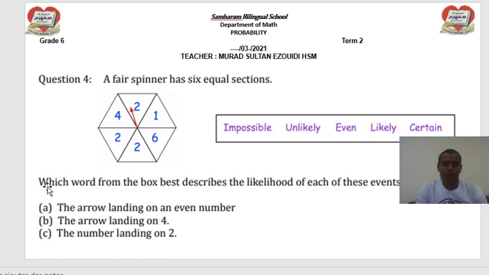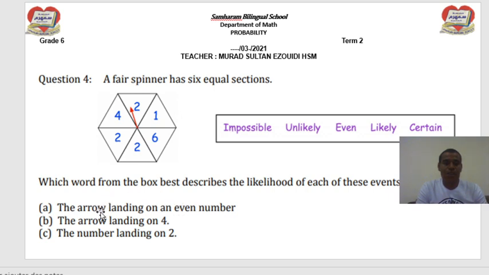Here for the question, you can focus on this page. Which word from the box best describes the likelihood of each of these events? Here we have 3 events. We will use either impossible, unlikely, even, likely, or certain. Clear? So sub question A, the arrow landing on an even number.